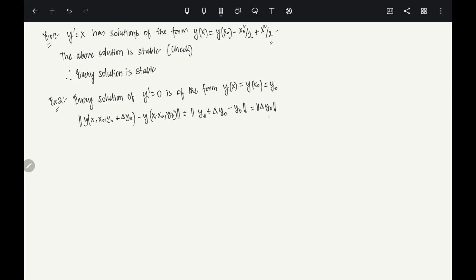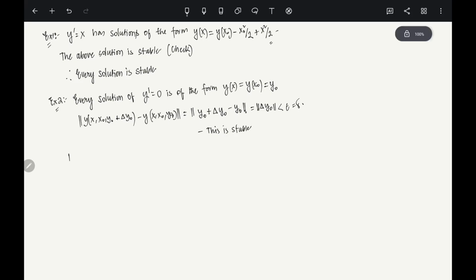So basically this is the difference. Now if you're taking delta y naught less than delta, so basically epsilon equals delta works. It's not a problem. If you choose epsilon equals delta, then this will be less than epsilon, which equals delta. So epsilon equals delta works. So this is stable.